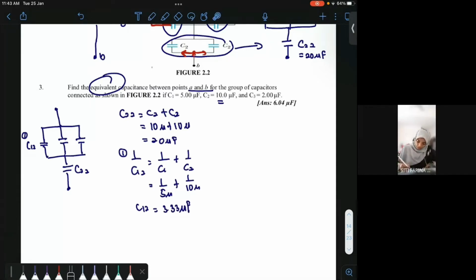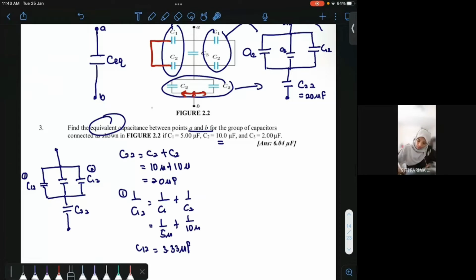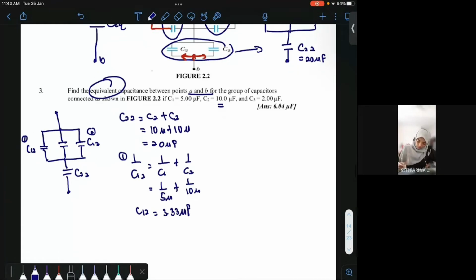So kalau kamu tengok yang belah sini is also C12. Gabungan kapasitor 1 dan 2 in series juga. So mereka same value dekat sini. Yang dua pun sama. Nilai dia adalah 3.33 microfarad.